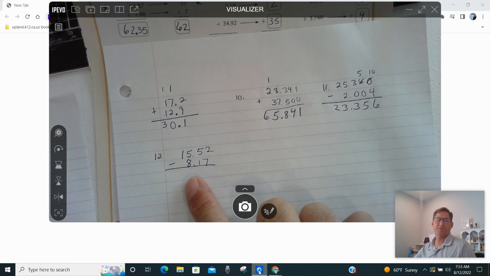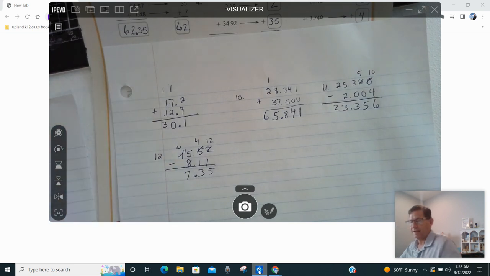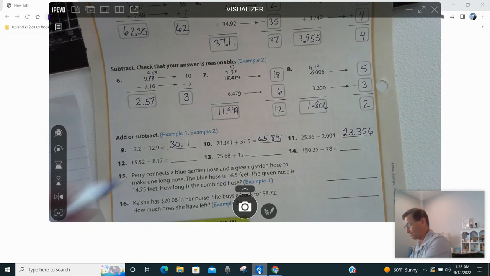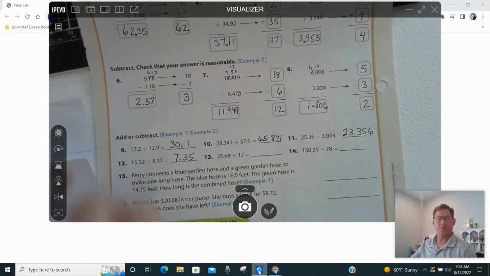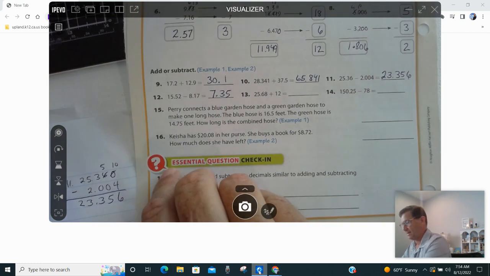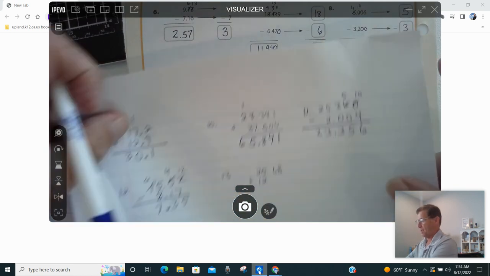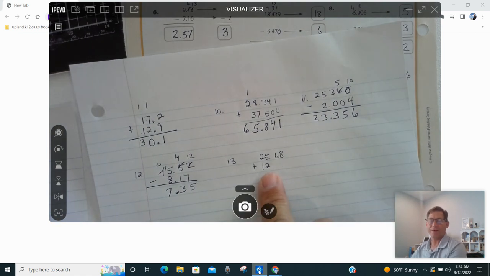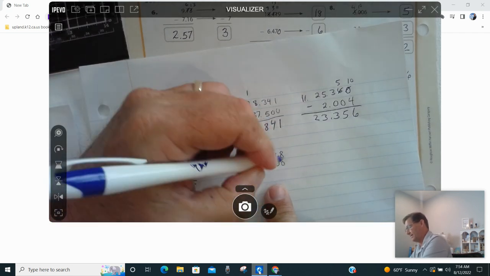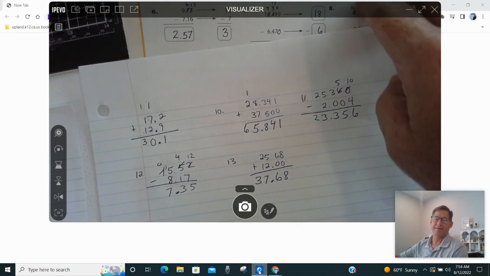Okay, number 12, 15 and 52 hundredths minus 8 and 17 hundredths. So we have the same number of digits. So 7 and 35 hundredths. Number 13, 25 and 68 hundredths plus 12. Okay, so we notice that there's no decimal point after the 12, but we can write the decimal point. Okay, we can say 12 and 0 hundredths. So 37 and 68 hundredths.